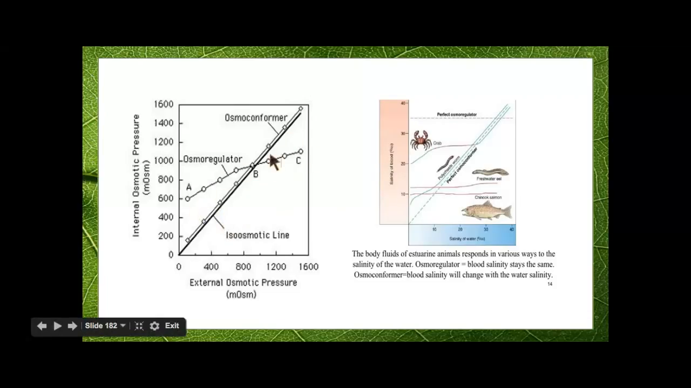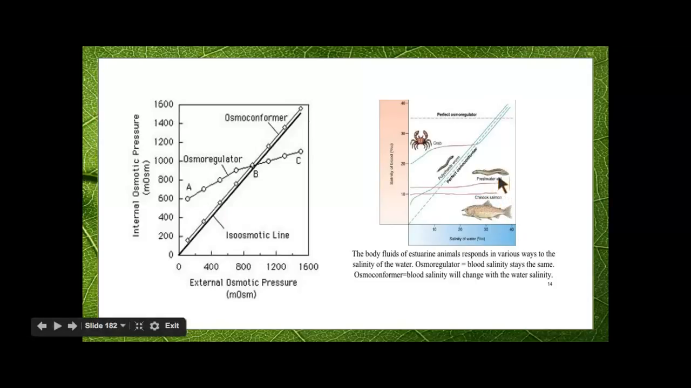So our osmoregulators keep a fairly stable internal osmotic pressure as the osmotic pressure of the environment changes, whereas our osmoconformers, the internal osmotic pressure is pretty much in perfect relationship with the external. So as the external osmotic pressure increases, the internal osmotic pressure increases as well. And this just shows us some examples.